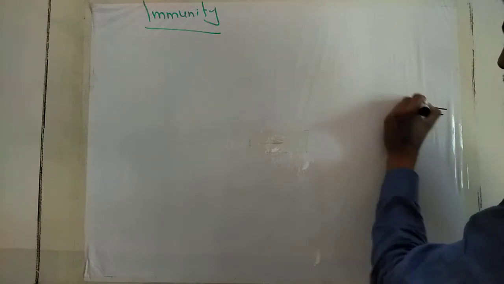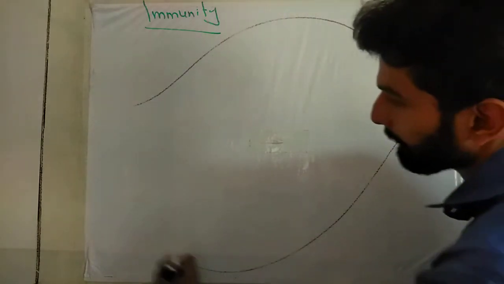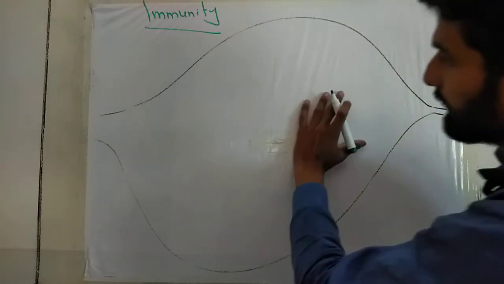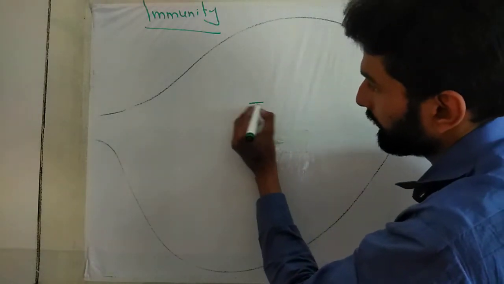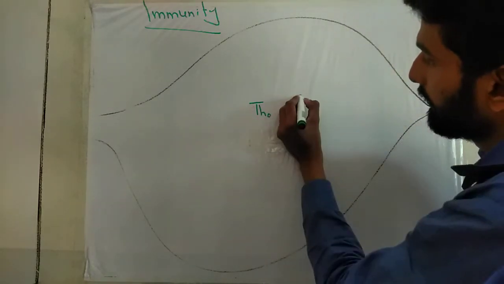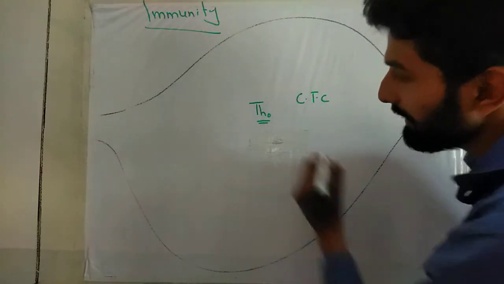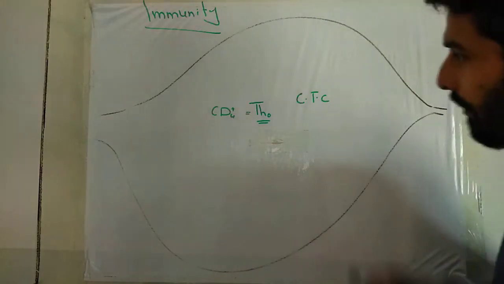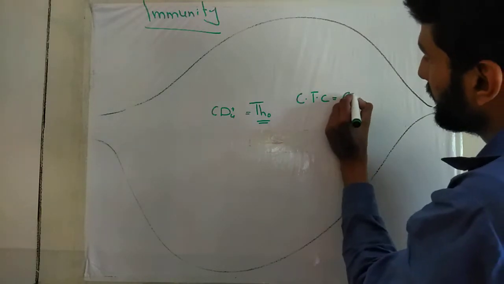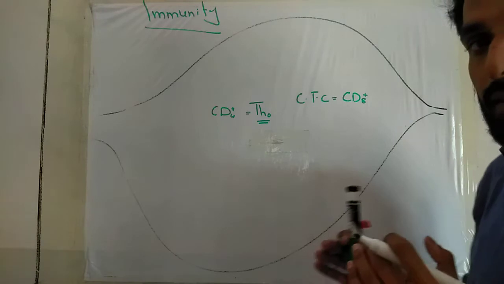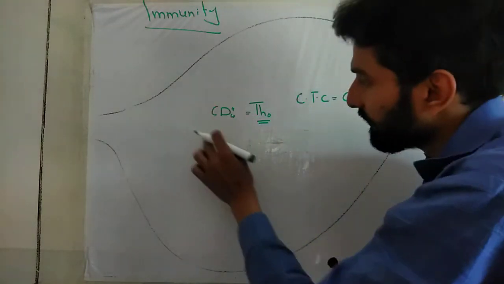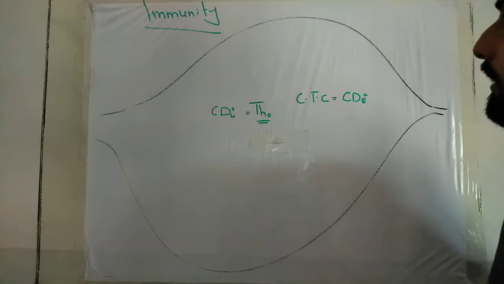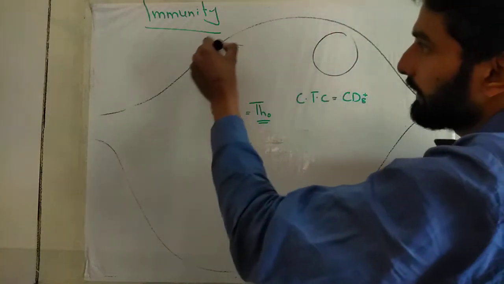So for example, this is a lymph node. In the center of the lymph node, the T helper cells, also called CD4 plus cells, and the cytotoxic T cells, also called CD8 plus cells, come after getting mature from the thymus, and they reside in the central part of the lymph node, while in the periphery there are some specific structures that are called germinal centers.